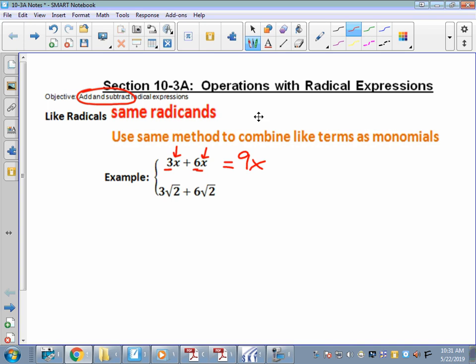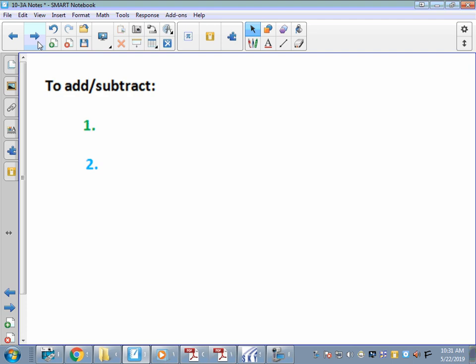The same deal is done with radical expressions. They both have this square root of 2, so we would just take the 3 and the 6, add those up to be 9 times the square root of 2. So that square root of 2 just acts like your variable. All right? So let's go on to talk about how we add and subtract.